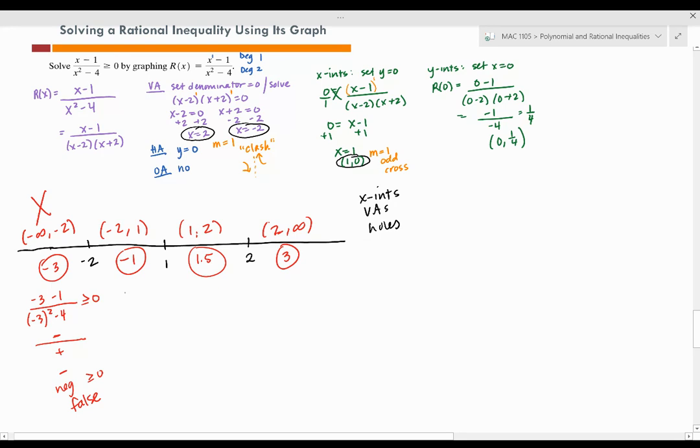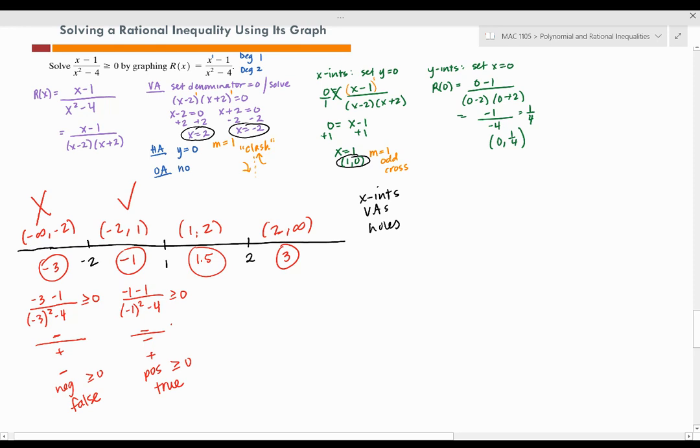All right, let's try the next one. So we have (-1 minus 1) over (-1 squared minus 4), greater than or equal to 0. A negative minus a negative is negative. -1 squared is 1, and 1 minus 4 is a negative number. And a negative over a negative is going to be positive. And a positive number is greater than or equal to 0. So that's true. I like this region.